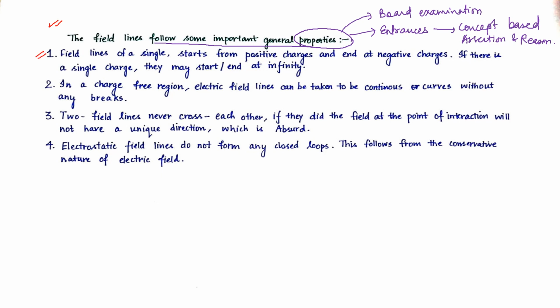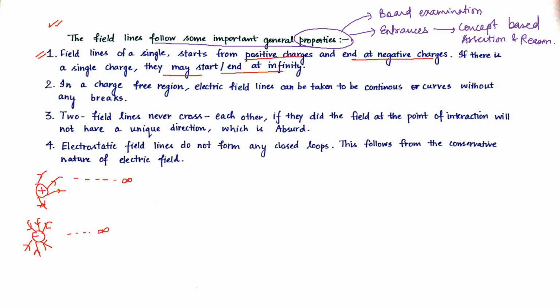Field lines of a single charge start from the positive charge and end at a negative charge. If there is a single charge, they may start and end at infinity. This is our single charge, a positive charge. These lines have started. Where will they end? There is no negative charge in the vicinity. They will end at infinity. Similarly, a negative charge is getting field lines from somewhere, but there is no positive charge. From where is this negative charge getting these field lines? It is also getting them from infinity.